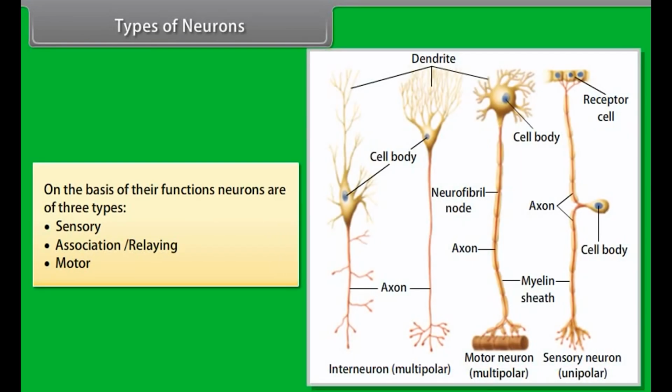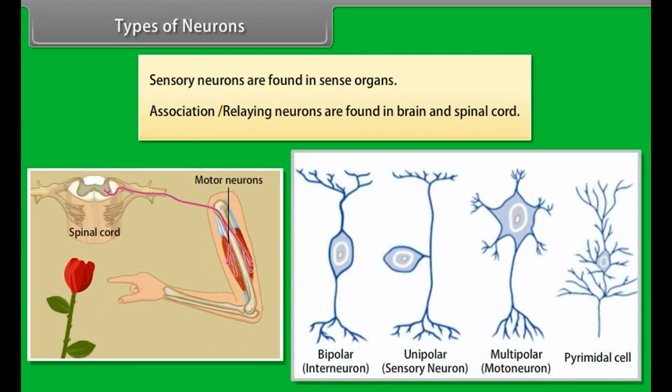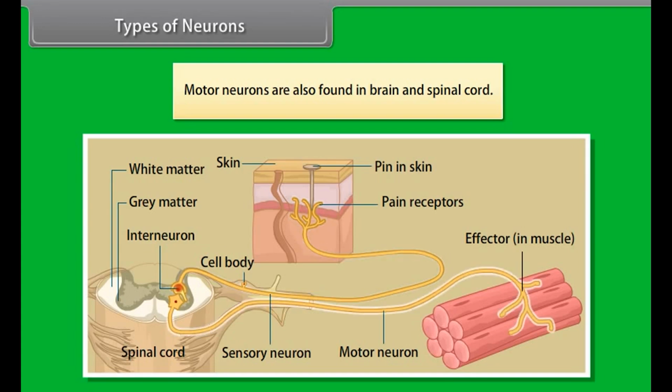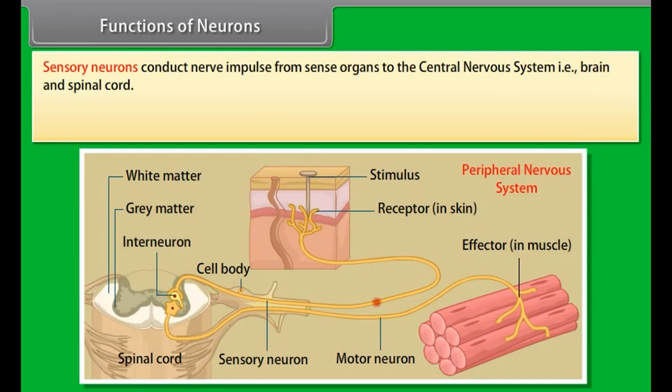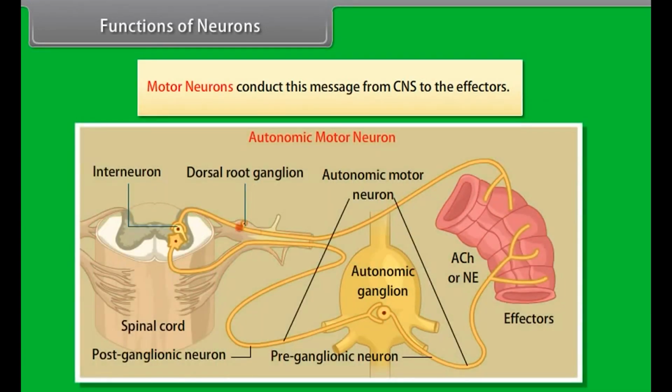Types of neurons. On the basis of their functions, neurons are of three types: sensory, association or relaying, and motor. Sensory neurons are found in sense organs. Association or relaying neurons are found in the brain and spinal cord. Motor neurons are also found in the brain and spinal cord. Functions of neurons. Sensory neurons conduct nerve impulses from sense organs to the central nervous system, that is, brain and spinal cord. The relaying neuron is present in the CNS, receives these stimuli brought by sensory neurons, analyzes and interprets them, and produces a message. Motor neurons conduct this message from the CNS to the effectors.